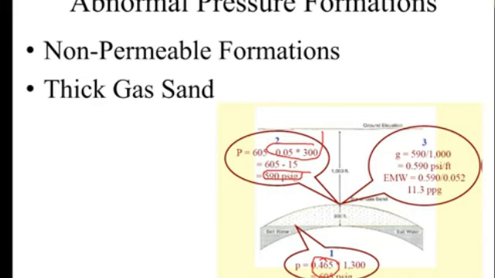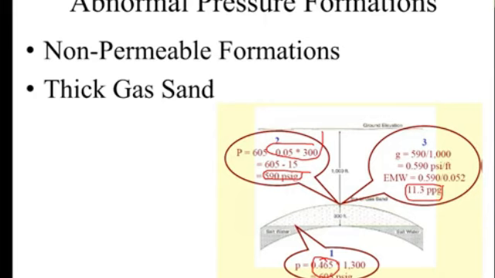And obviously that is more than 0.465, and this is the definition of an abnormal pressure formation. To calculate the equivalent mud weight, we need to divide the pressure gradient by 0.052. So the minimum required mud weight is 11.3 pounds per gallon. Obviously, we always need to include a safety factor in order to be on the safe side.